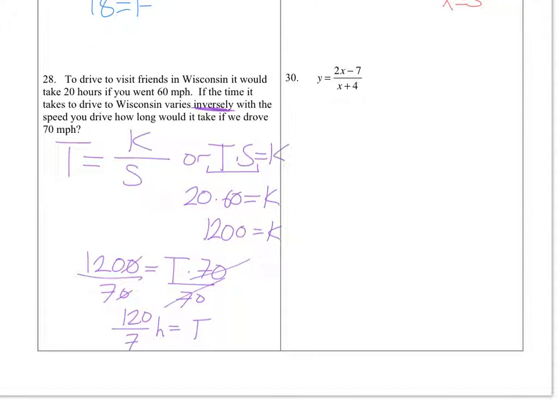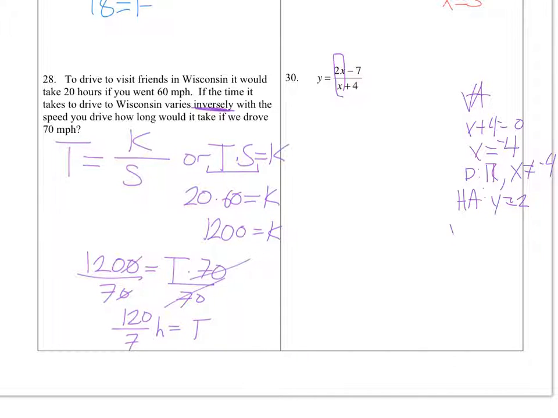For number 30, we're going to follow a similar setup. We're going to find the vertical asymptote. In this case, x plus 4 equals 0, so x equals negative 4 would be my vertical asymptote. That also means my domain is all real numbers, such that x cannot equal negative 4. For the horizontal asymptote, I can plug in some really big numbers, or notice that these are the same degree again. I get y equals 2.